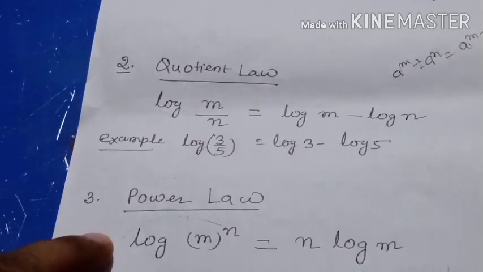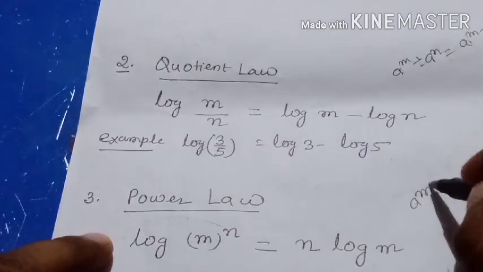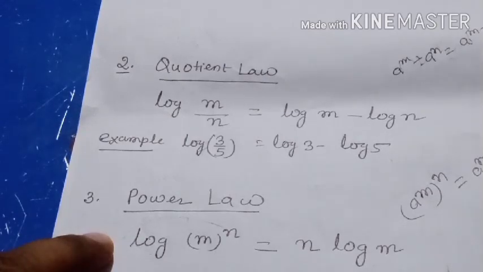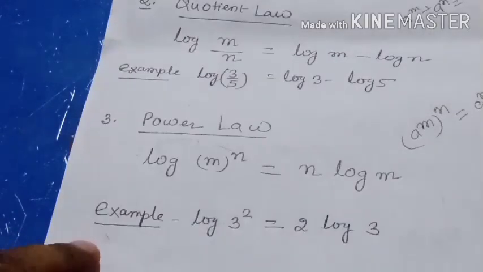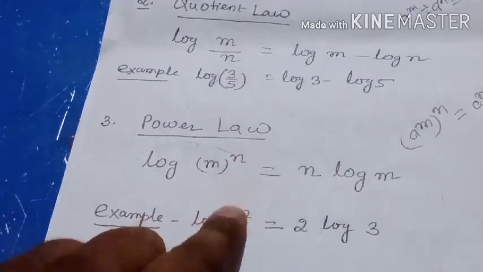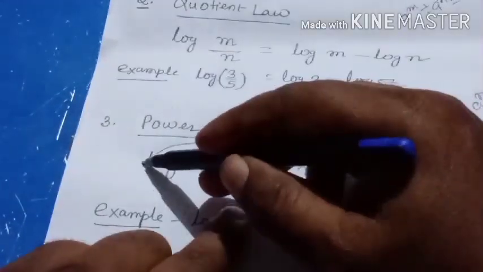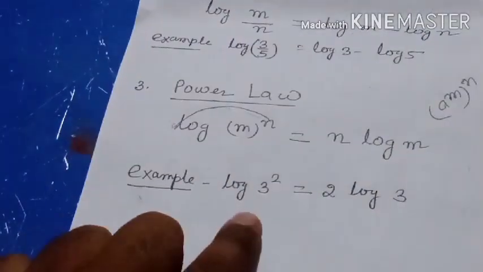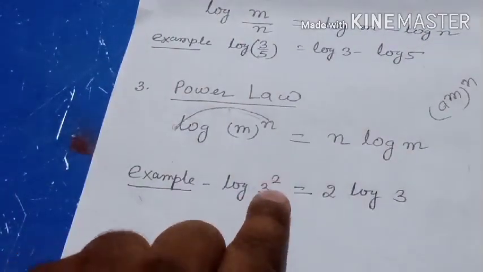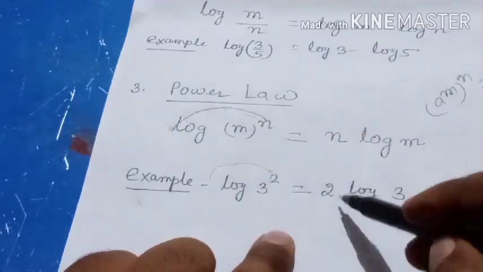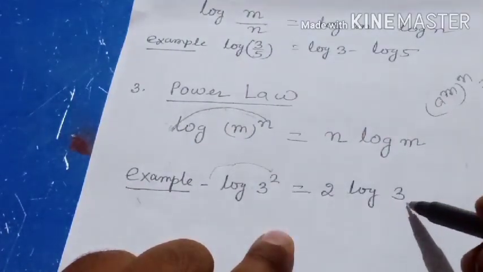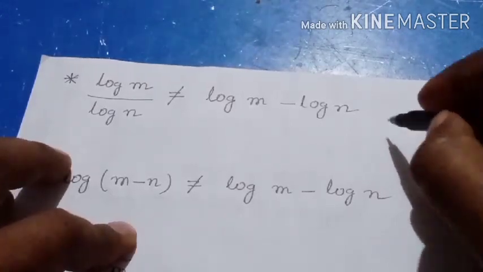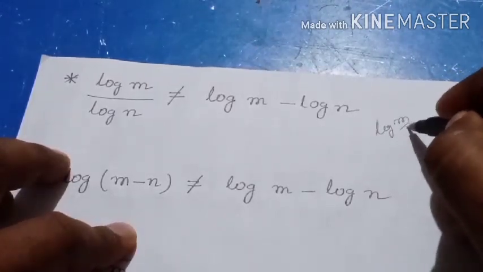The third law is the power law. In exponents you have read that a power m, whole power n, can be represented as a power m into n. Here, if log m power n is there, this n will be shifted from here to here, so it will become n log m. For example, log 3 to the power 2: this 2 is shifted here, so it will become 2 log 3.